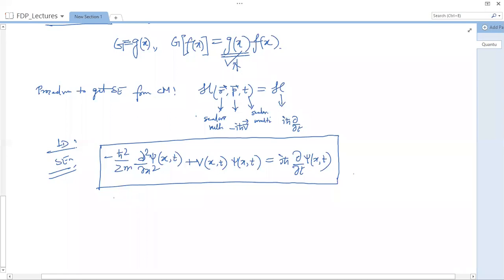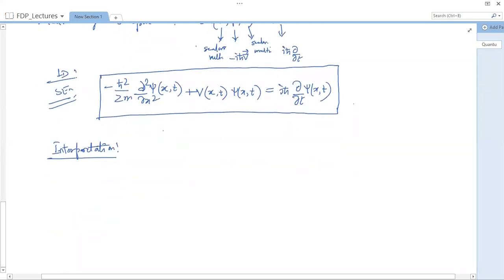Second thing is the interpretation of the wave function. Interpretation is very important because the wave function is interpreted as a probability density. So let's call the probability density rho of x and t, and this probability density depends on, now we have a complex number here. i is the complex number.